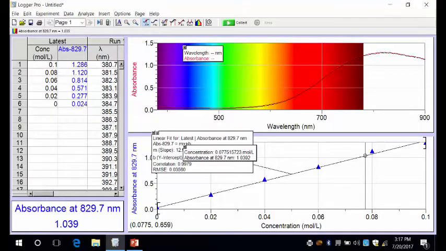Using the interpolate function, find the concentration that corresponds to the absorbance of your copper sample. This will be based on the data you collected for your standard solutions. Remember, that was the whole point of the standard solutions.